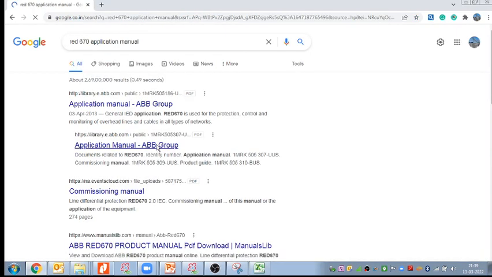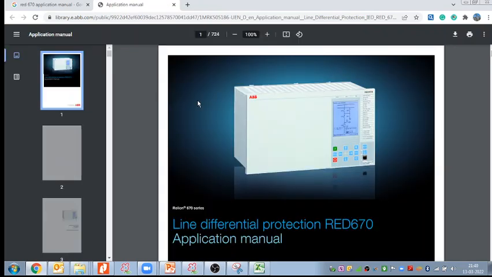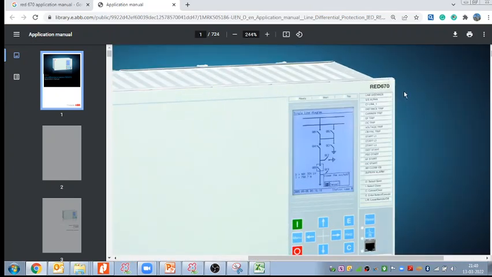RED 670 application manual, ABB library, and the same we can do for any make or model, ABB make, any make we can do. Now, first of all we should know the relay selection, and before the relay selection we should know the required protection type. So this is RED670 line distance.